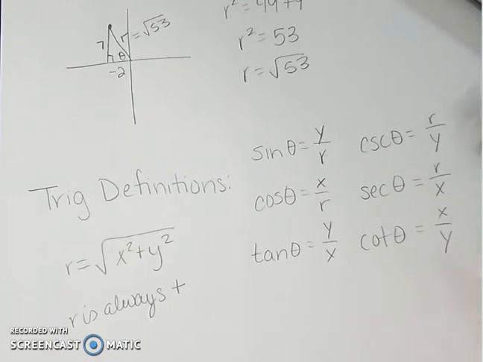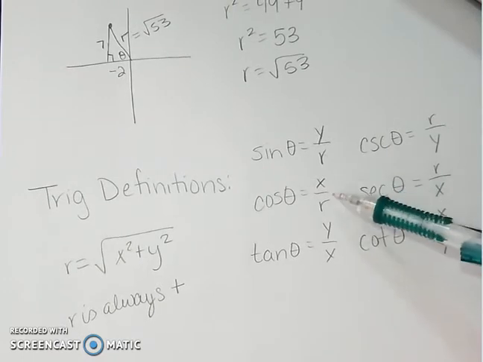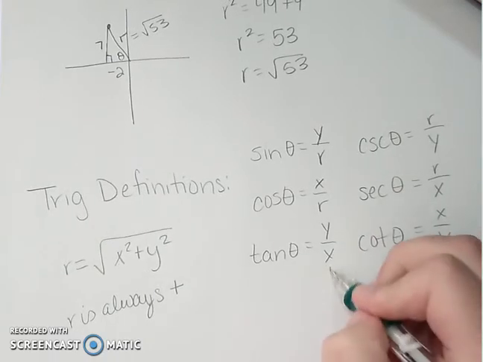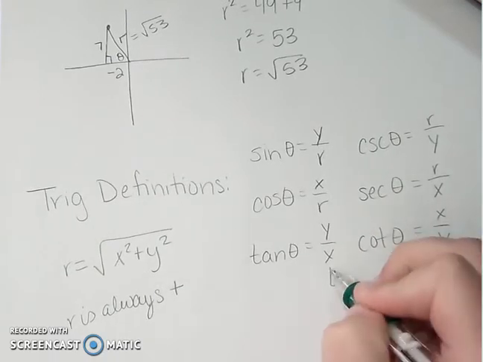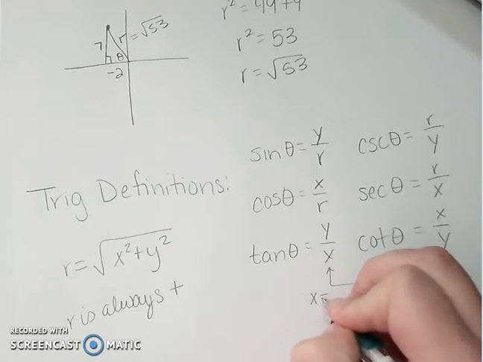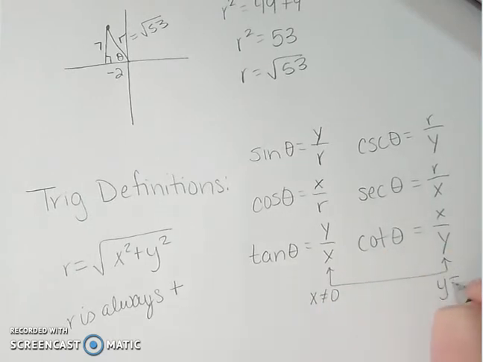which then makes it important. It will never be 0, so it's okay in those fractions. But these two guys, we have to be careful. Here x cannot be 0, and here y cannot be 0. Otherwise, those will be undefined. So there will be a couple of times when tangent and cotangent are undefined, and we'll talk about those in a few minutes.